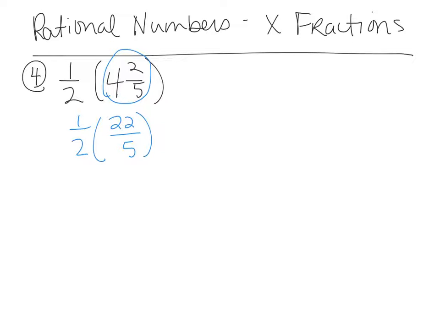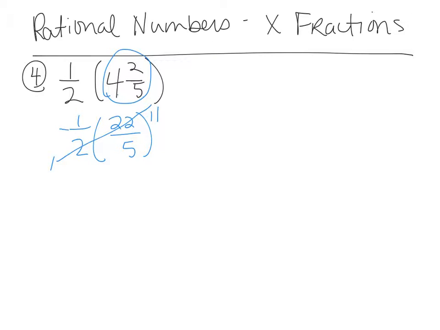You can actually cross-simplify if you want to, and that would be 1 and this would be 11, because you're taking a factor of 2 out of the denominator and a factor of 2 out of the numerator, so you get 11. And that actually makes it a little bit easier. Actually, what it does is makes you simplify in the beginning.